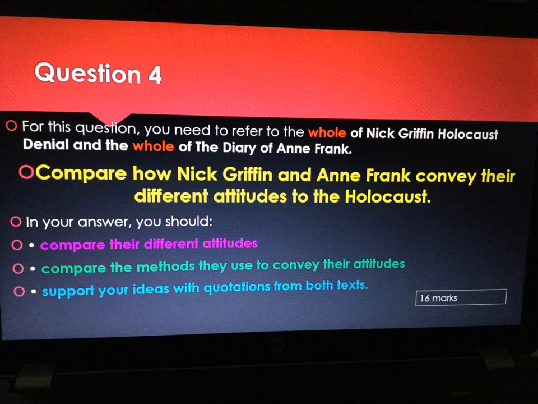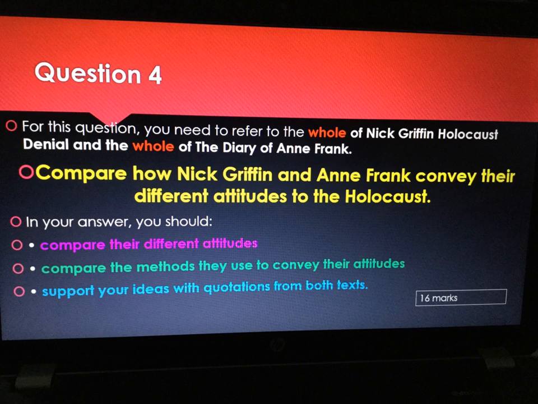So in this instance, let's imagine that the question says the following. Now you are told that you need to refer to the whole of the Nick Griffin source and the whole of the Anne Frank source. So we know that we're using the entire extracts from both. So the question: compare how Nick Griffin and Anne Frank convey their different attitudes to the Holocaust.